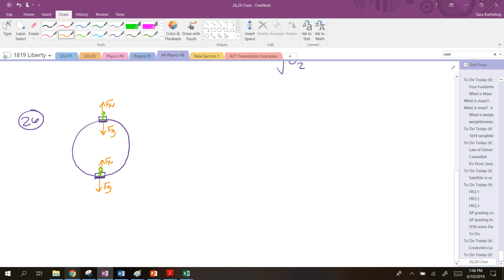Okay. We doing all right? So let's do the top one first. F net equals Fn plus Fg equals m times a sub c. And what are we actually looking for? Not mass. We're looking for apparent weight. They're not the same. It's like the whole point of this. We're looking for this one.